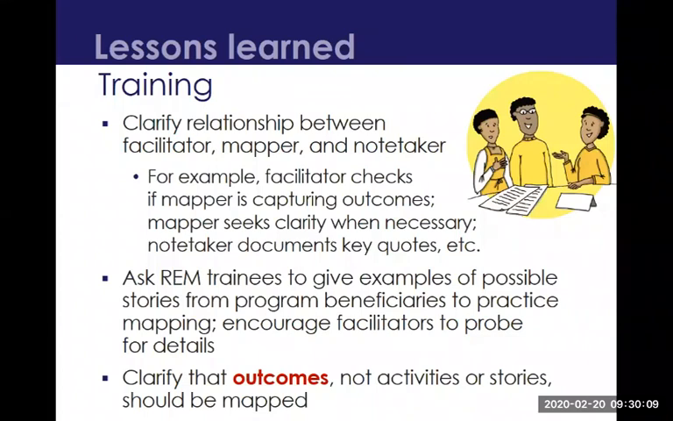During the training, it was also useful for the REM trainees to give examples of possible stories from the program beneficiaries, so that they can practice mapping those actual outcomes, or what might come up during the sessions. And the facilitators would need to practice probing for detail. So that's also the asking of then what happened, and what happened next, and how did that impact the next outcome. Also, we want to clarify that we are looking for outcomes, not just activities or stories that should be mapped. So that may start from a story or a specific example, but that probing will help get to those outcomes as effects that we are looking for.